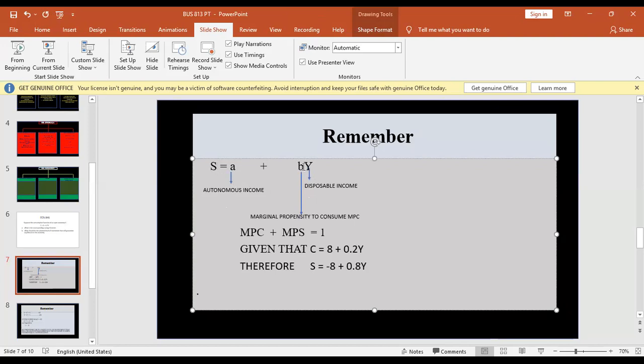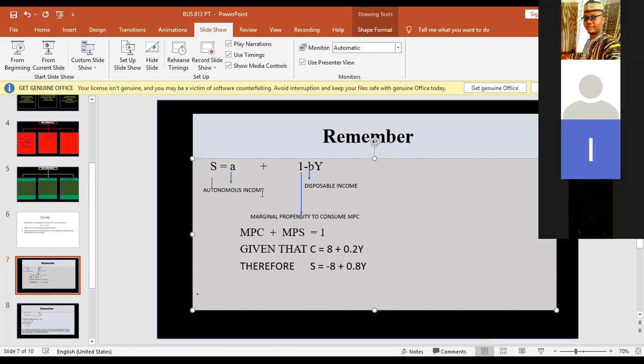The only difference is just that this B now, you have to deduct it from 1. That means 1 minus B. That is what it is going to be. Let me even write it here. 1 minus B becomes your slope here. Your slope becomes 1 minus B, which is your marginal propensity to save.